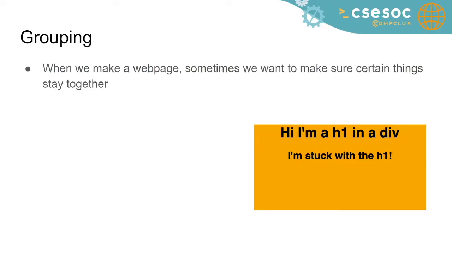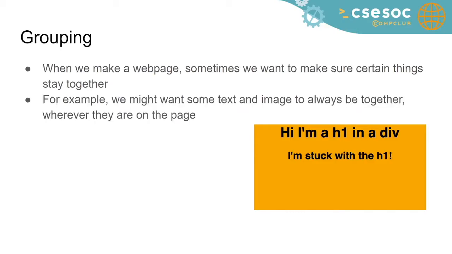Alright, so next we're going to learn about grouping. So when we make a web page, sometimes we want to make sure that certain things stay together. For example, we might want some text and image to always be together wherever they are on the page. This is where divs come in. In the last video, we covered divs, and they're basically dividing the web page up into different blocks. So if you think about it, different elements sort of belong in the same group, and when that's true, you want to encase those two elements inside a div.